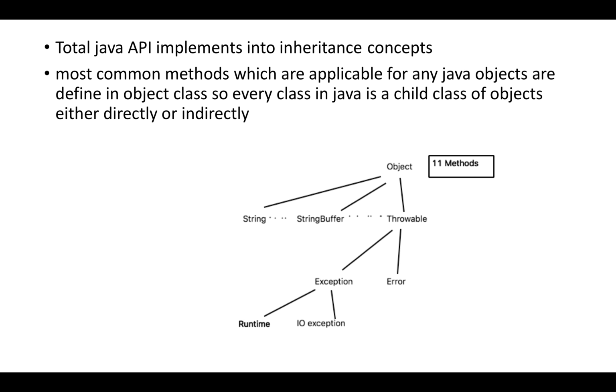Another example is Object. Object is the main class in Java, and all classes extend from Object, directly or indirectly. The most common methods for Java objects, around 11 methods, are defined in the Object class. So all those methods are by default available in the child class.